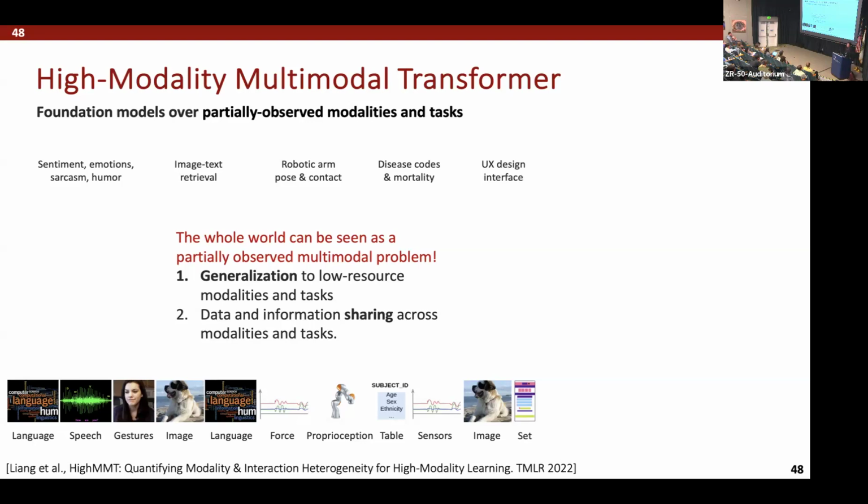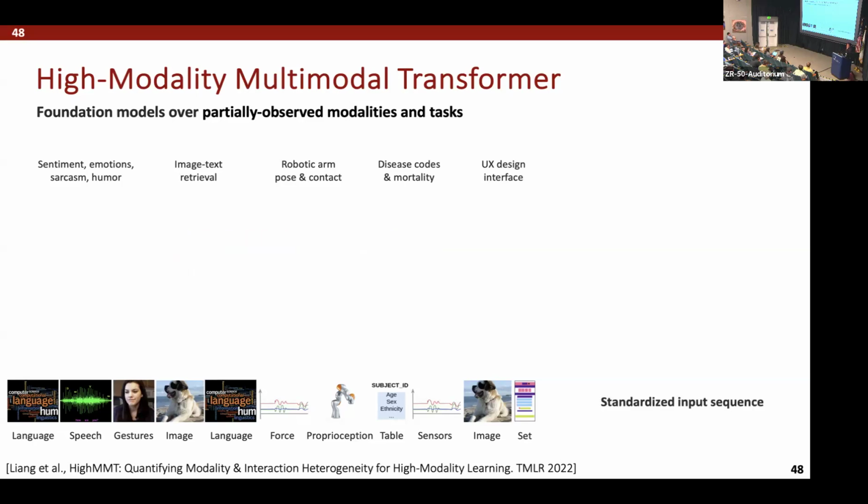So training one general model can be very useful because it can generalize to what is low resource, and it can also enable you to share information across different inputs and outputs. So we did exactly this.